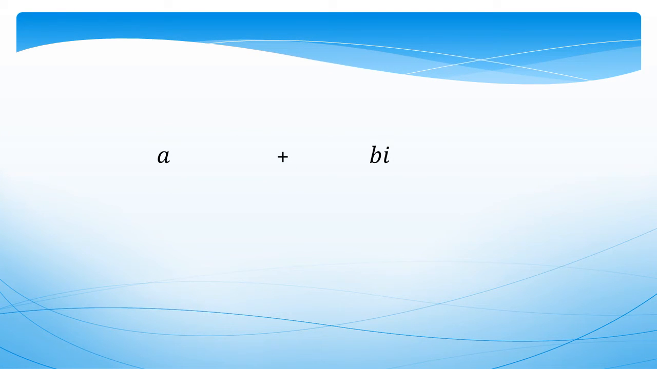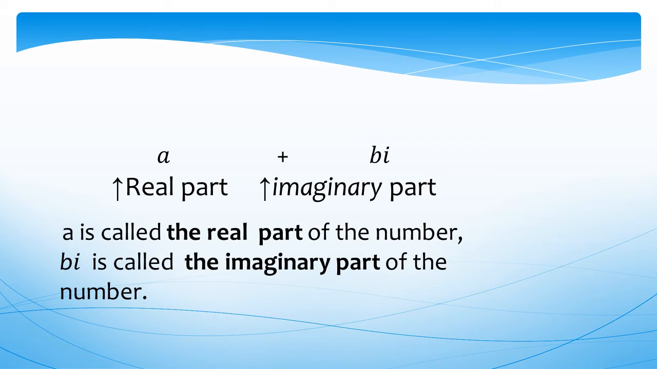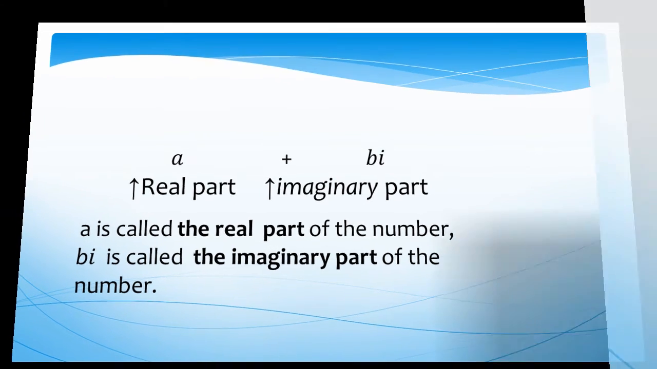A plus b iota represents a complex number. A is the real part and b iota is the imaginary part. A is called the real part of the number and b iota is called the imaginary part of the number. Example.